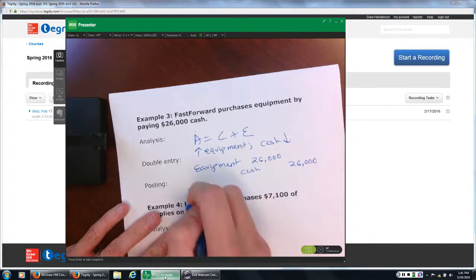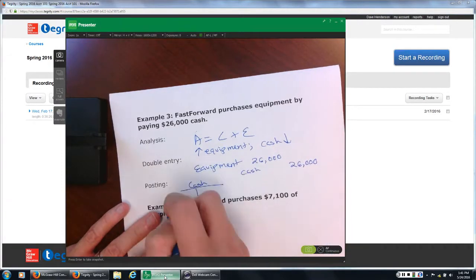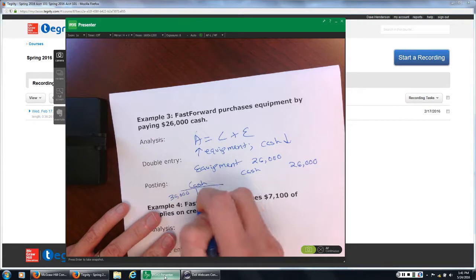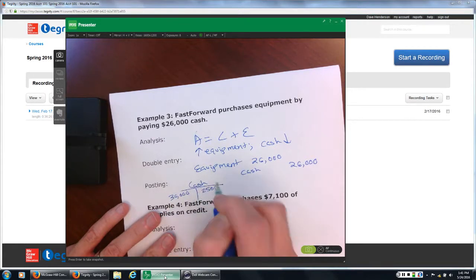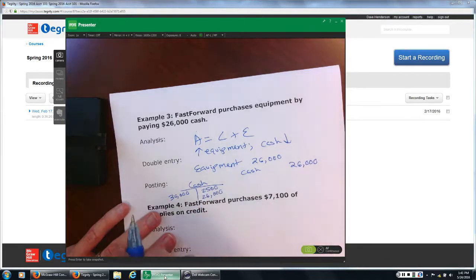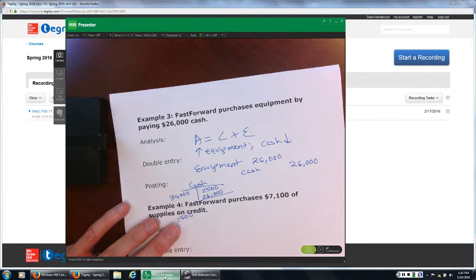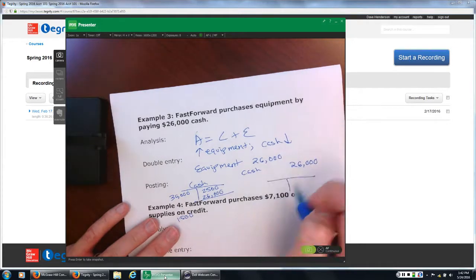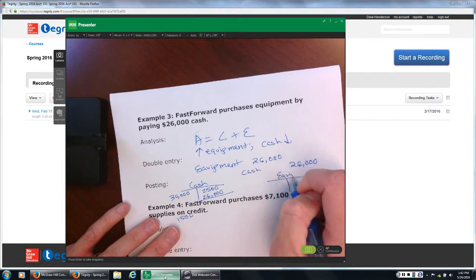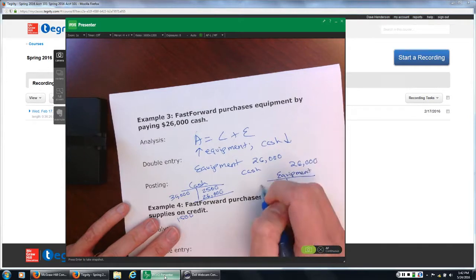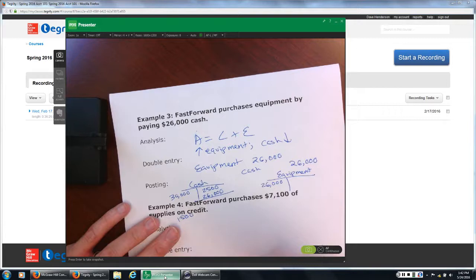That is something that we would own and gives us some economic benefits, $26,000, and a credit to cash for $26,000. And then when we post it, we have our cash right here, and we had our $30,000, and then we had our $2,500 that we paid for supplies back in example 2, and then what we have is our $26,000. And you can go through and calculate out how much cash you have left over. Running out of room, but it'd be $1,500 cash that you would have left over. Okay? We can do the same thing here for equipment. And we would just say $26,000.